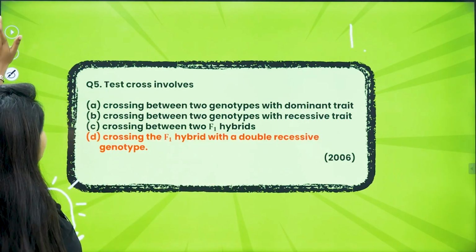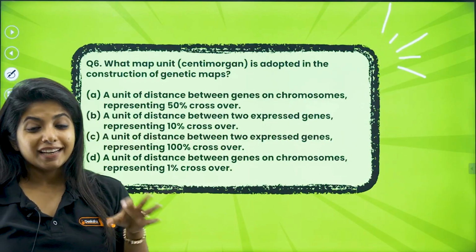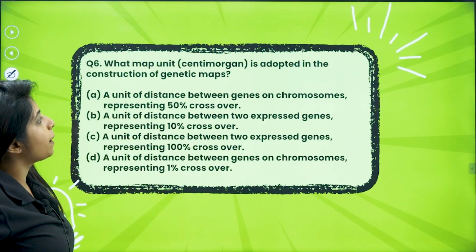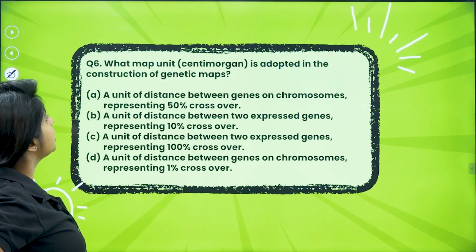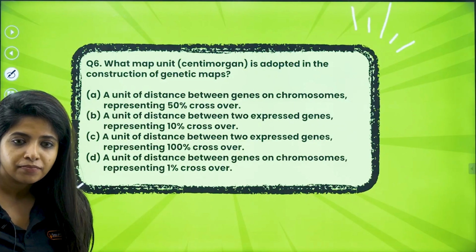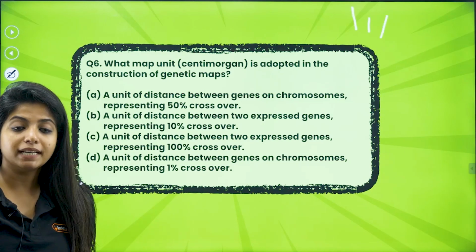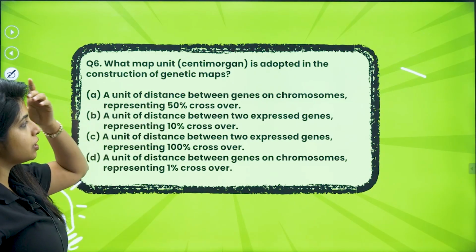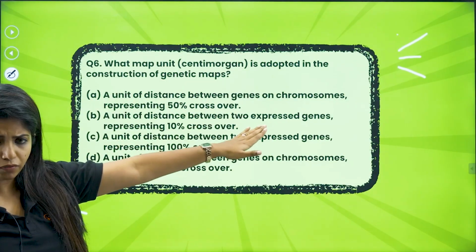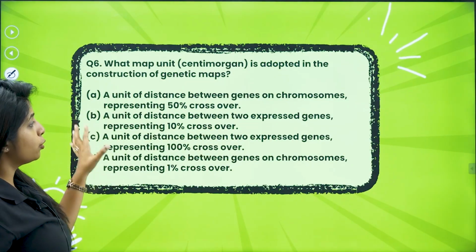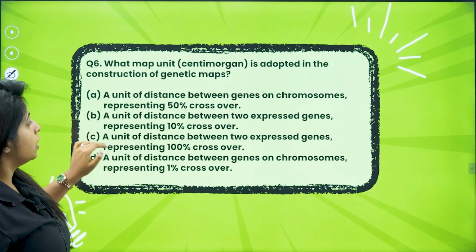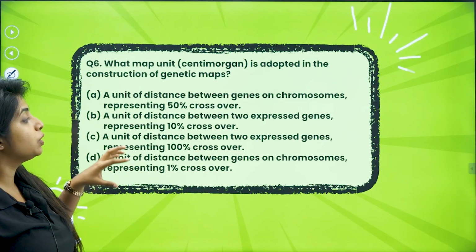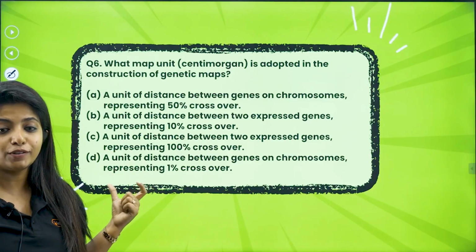Okay. Now, 6th question. A new question. It was not taught in the class, so listen to me carefully. What map unit or centimorgan is adopted in the construction of genetic map? A unit of distance between genes on chromosome representing 50% crossover, a unit of distance between 2 expressed genes representing 10% crossover, a unit of distance between 2 expressed genes representing 100% crossover, a unit of distance between 2 genes on the chromosome representing 1% crossover.